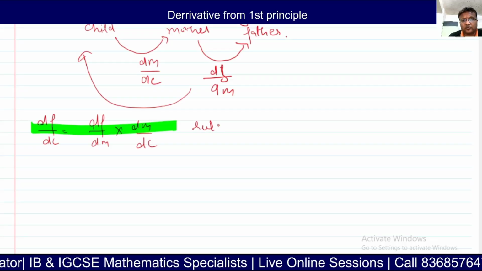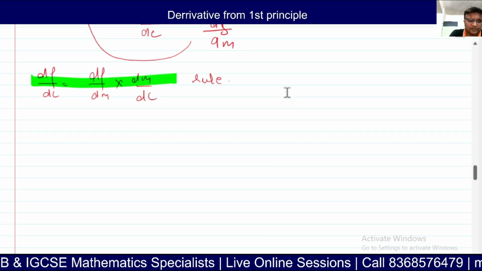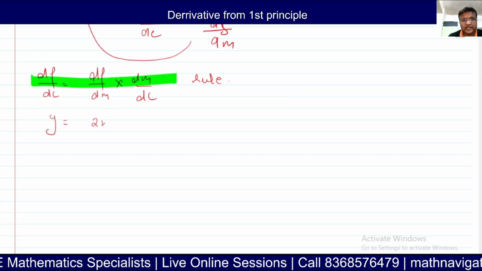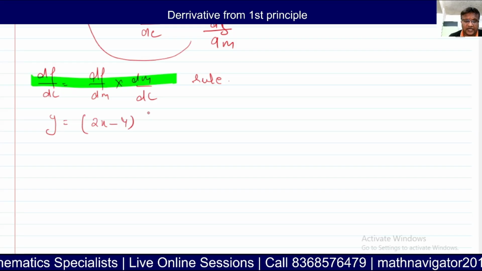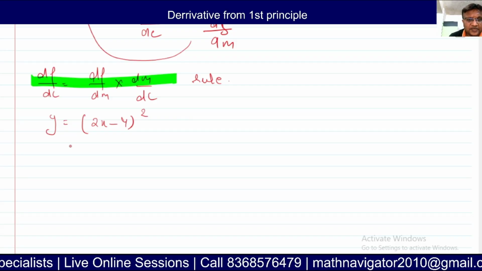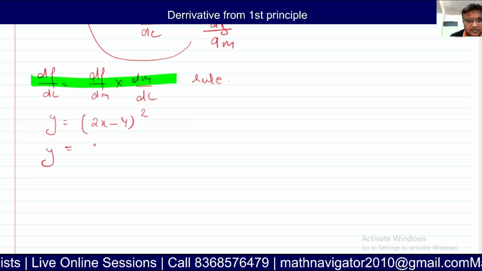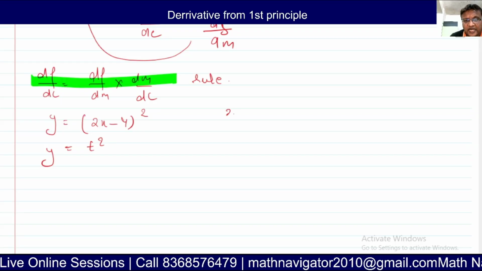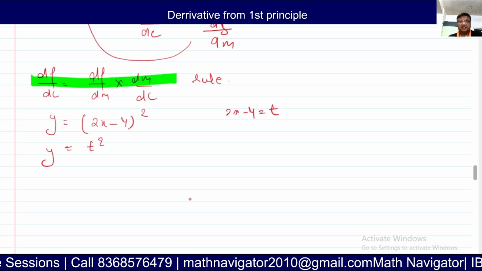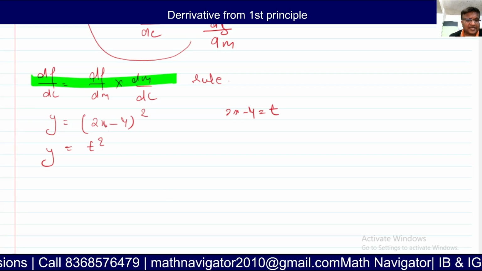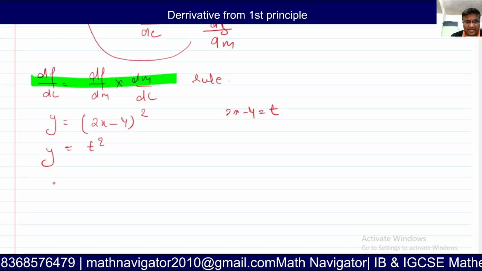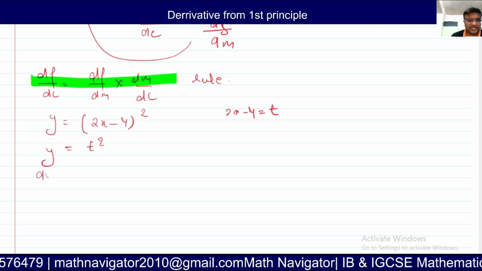If I do 1 or 2 questions with you, then you will understand. I'll do a very simple question for you. Let's say my y is equal to (2x minus 4) whole square. So what I need to do in this is always identify your t. Take 2x minus 4 is equal to t. Is this clear? Because if there is some change in x, there will be some change in t. If there is some change in t, there will be some change in y. I want to find change in y due to change in x.